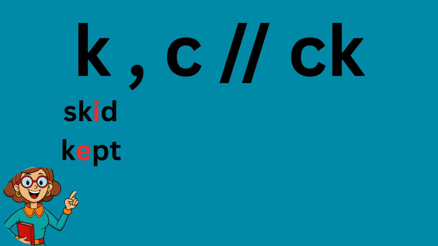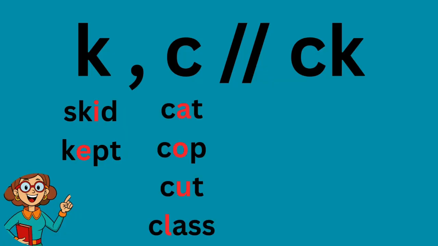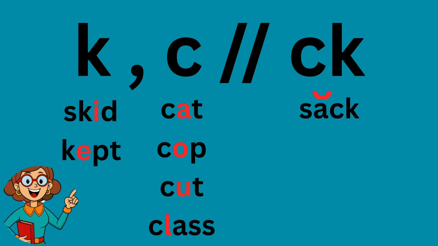We know that K is used to make the K sound before an I or E sound. The K sound is spelled C before A, O, U, or consonant sound. K is spelled digraph CK after a short vowel sound in the final position of a one-syllable base word.